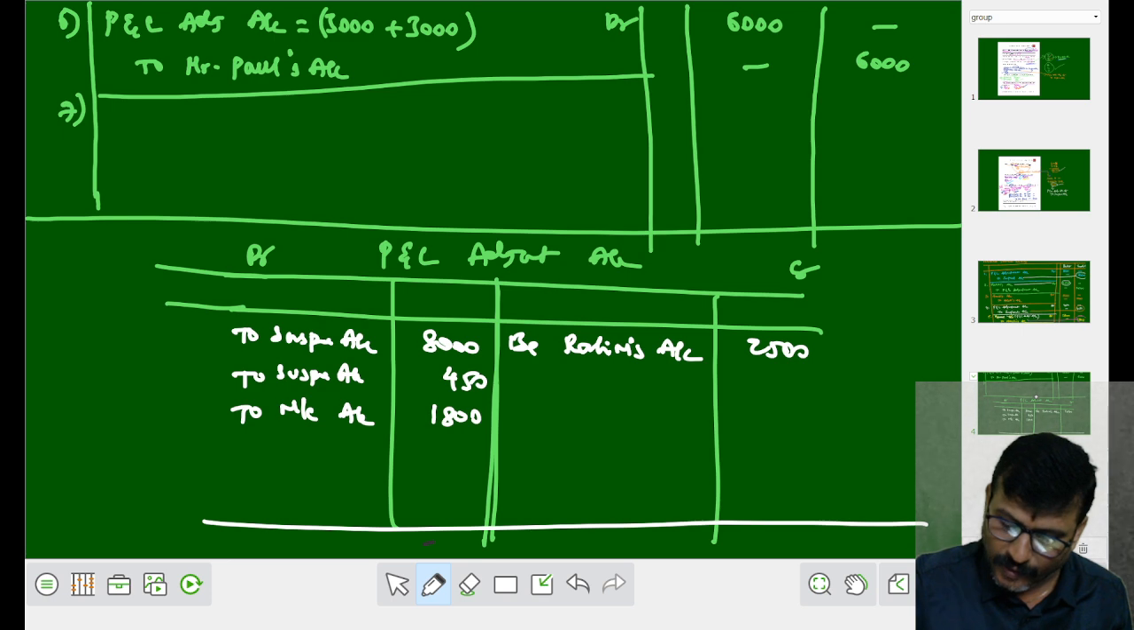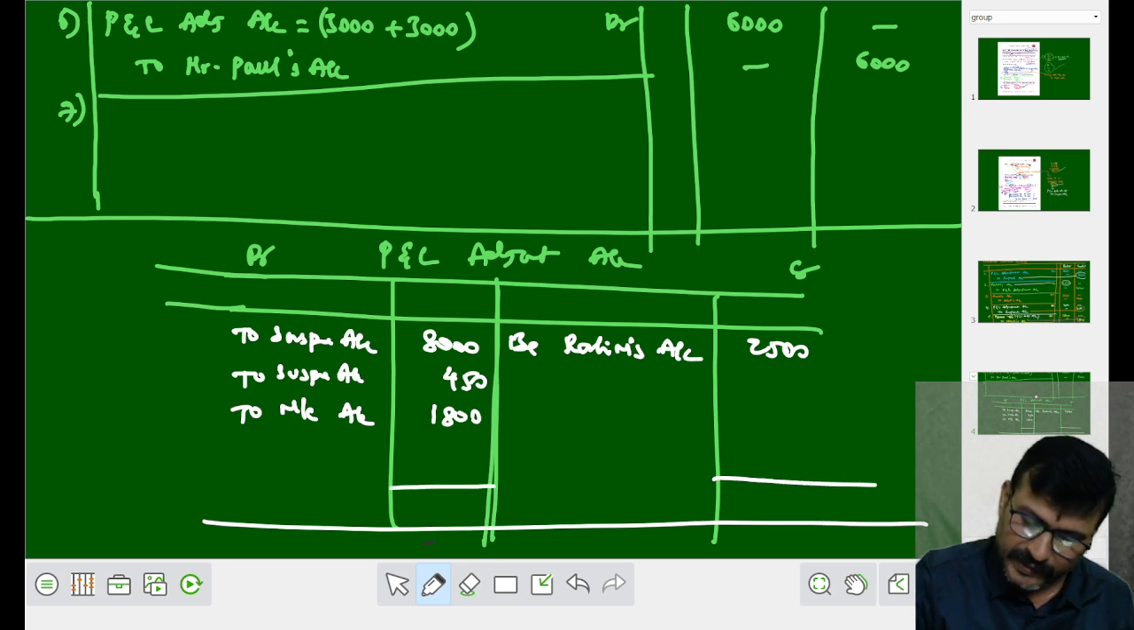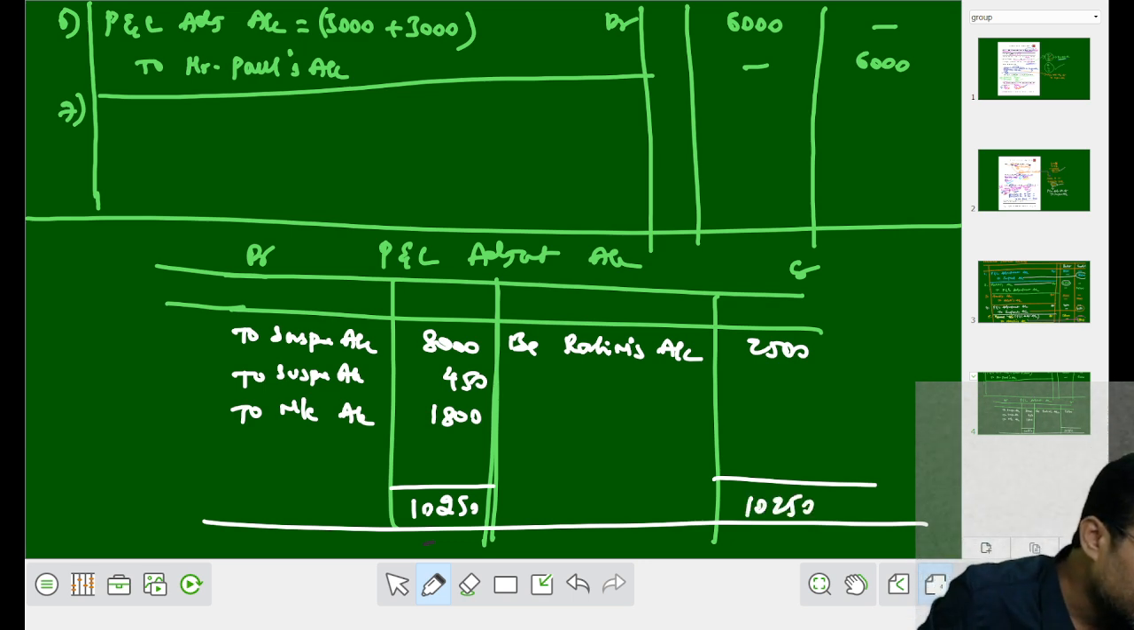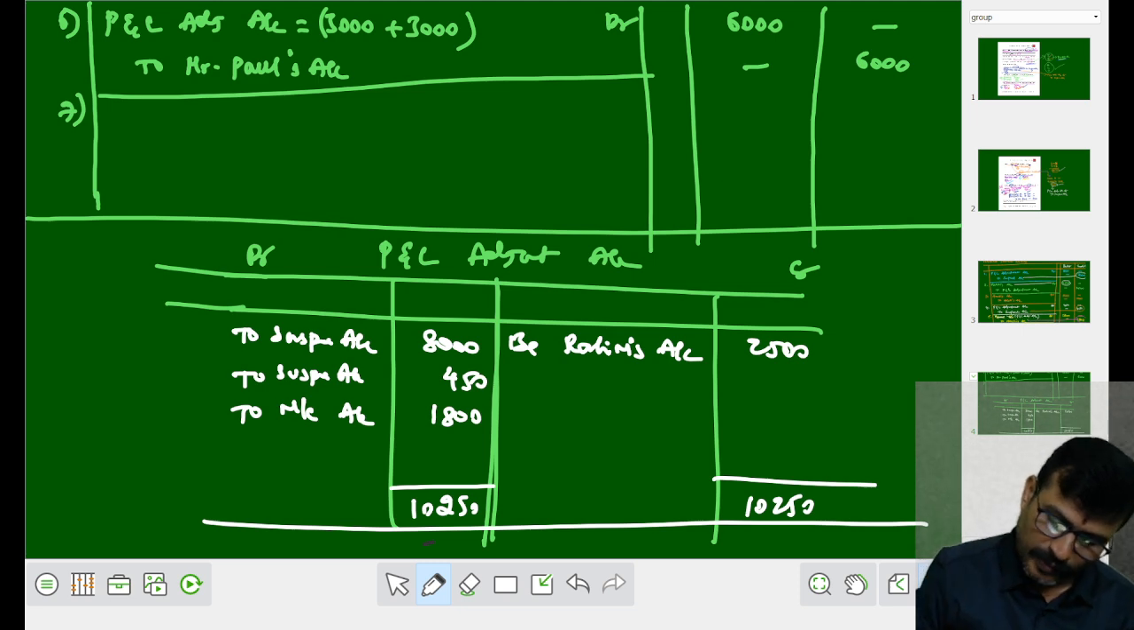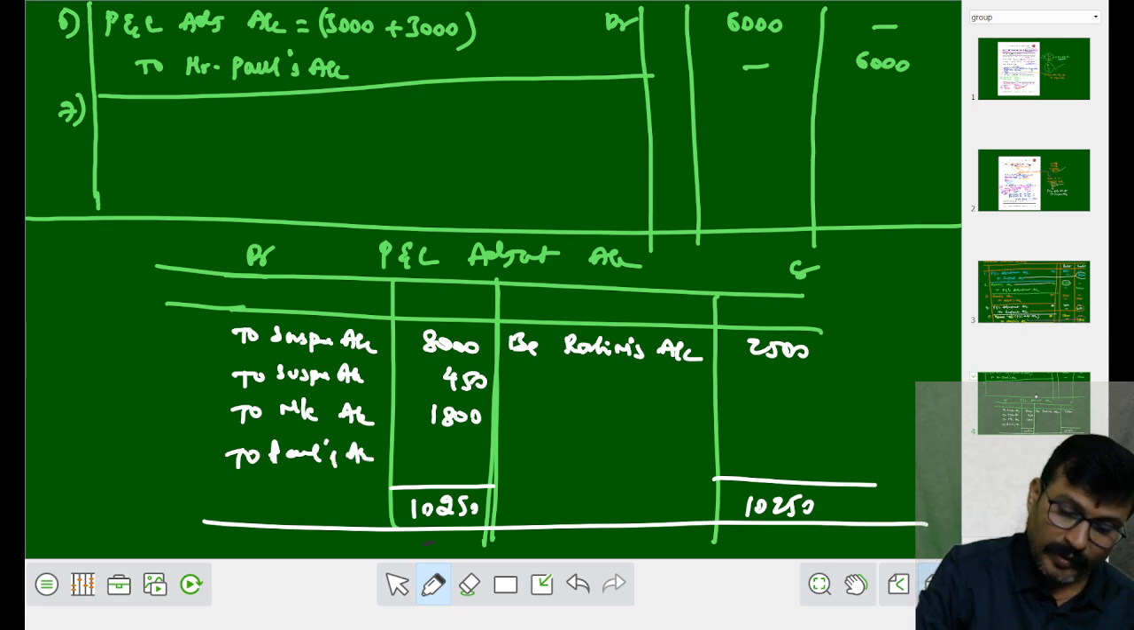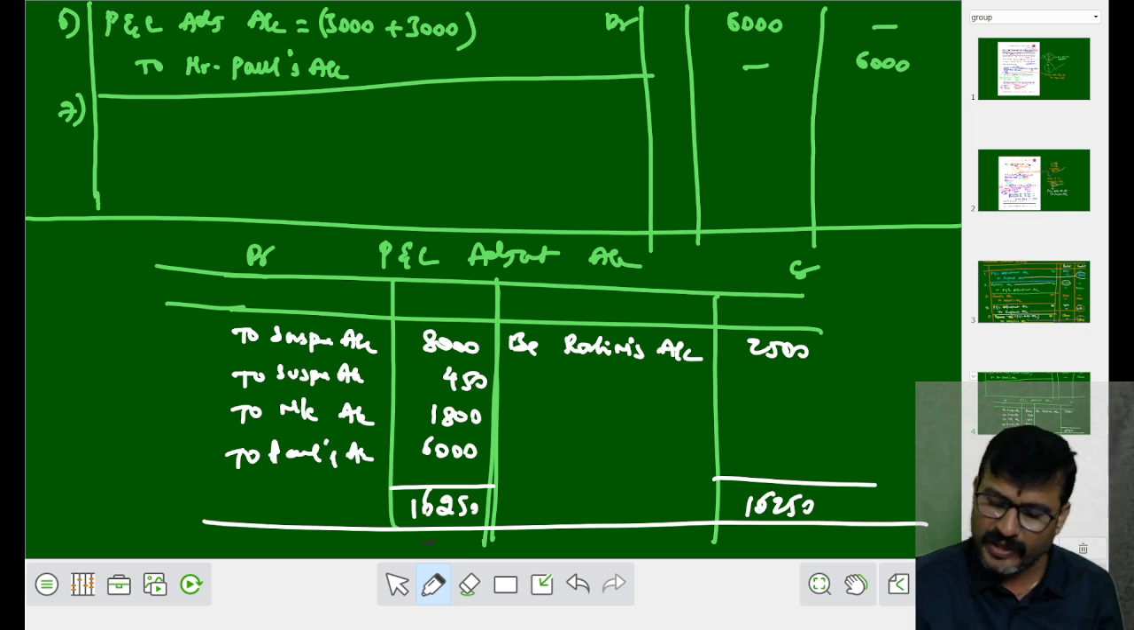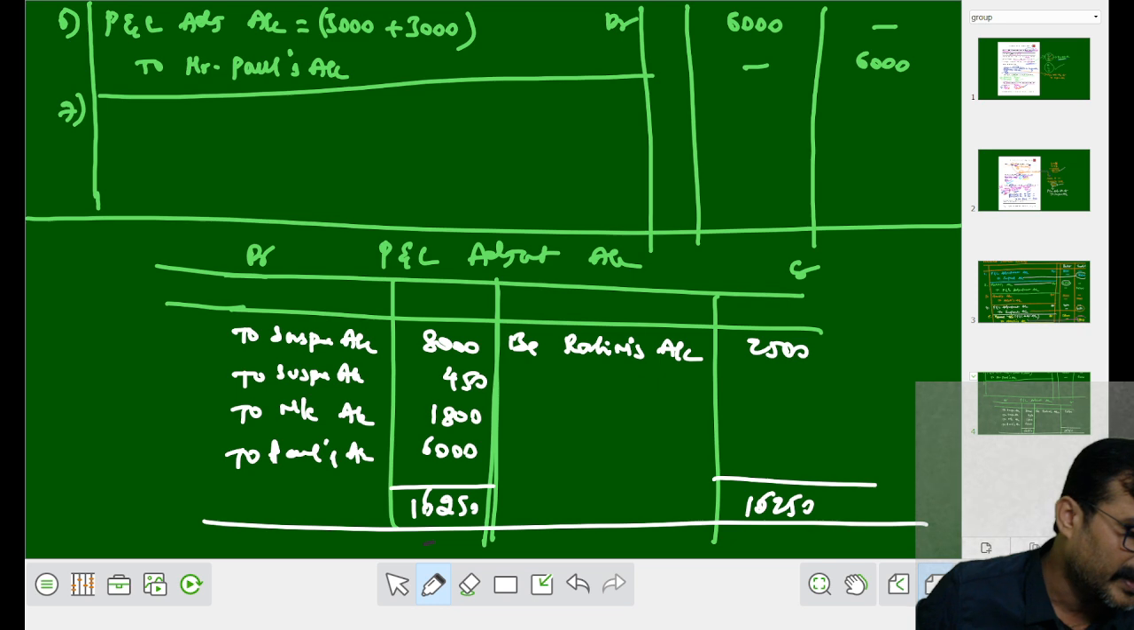Now you have to close. See how much you are getting. It is 10,250, right? Find out the difference. When you find out the difference, one more entry. Here also we have P&L adjustment to Mr. Paul. So what we have to write? To Paul's account. One more entry is there, right? That is of rupees 6,000. It comes to 16,250. Out of 16,250, you subtract 2,500. It comes how much? 13,750.